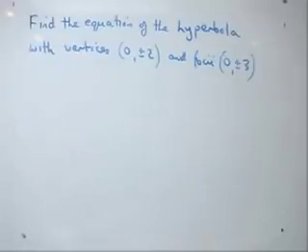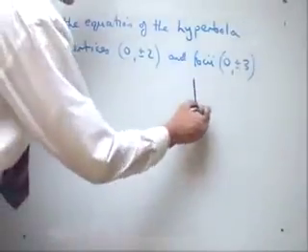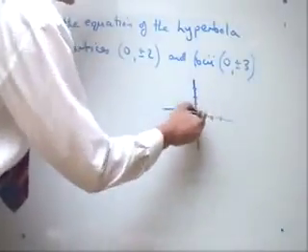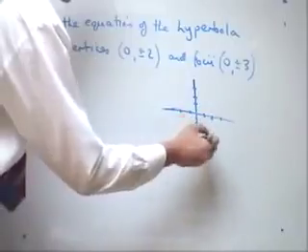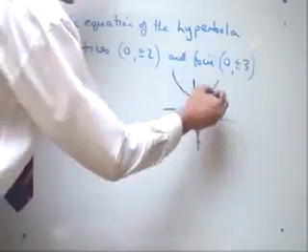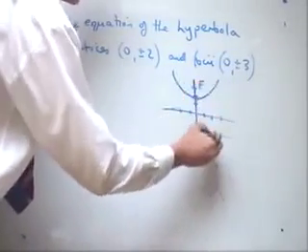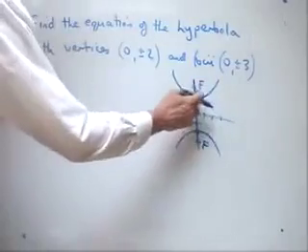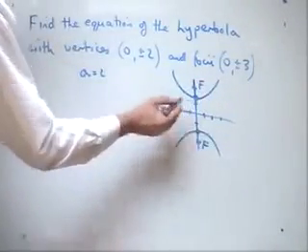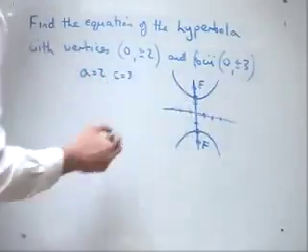Okay, find the equation of hyperbola, vertices 0, 2 and 0, negative 2, and 0, negative 3 for the foci. Okay, let's have a look, quick sketch, see what it looks like. Obviously, hyperbola's a little different. So we've got that and that, so we know that hyperbola goes like that, and the foci are inside. So we know that A is this distance. A equals 2, the distance to the hyperbola, and we know that C equals 3, the distance from the center to the foci.